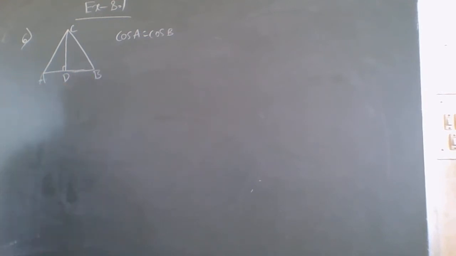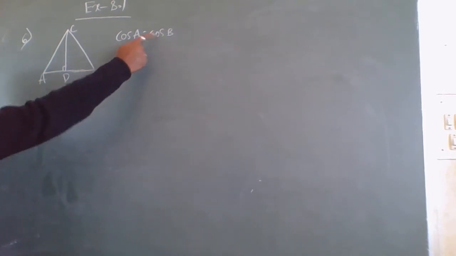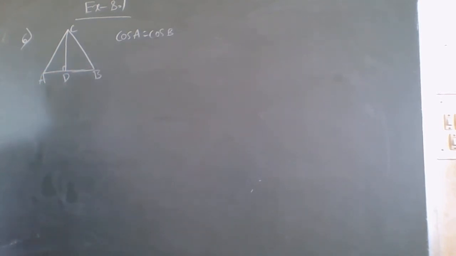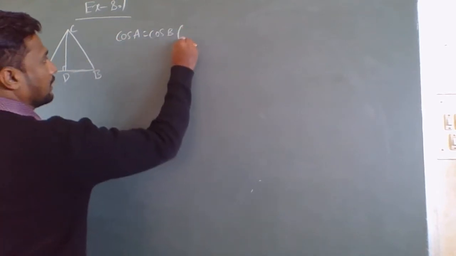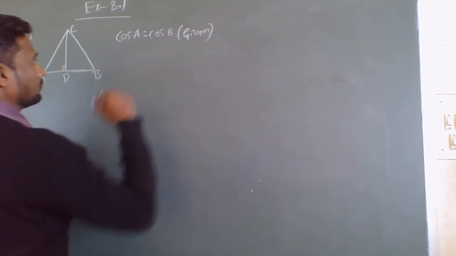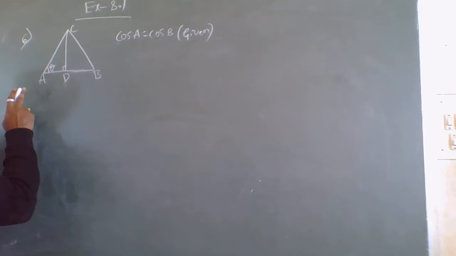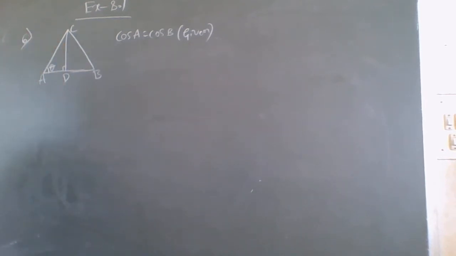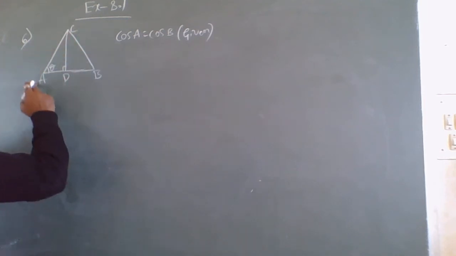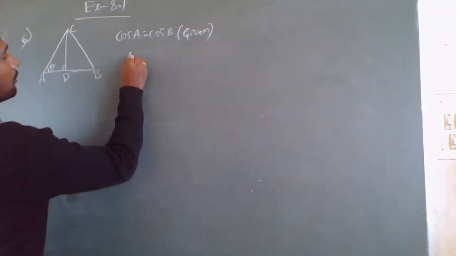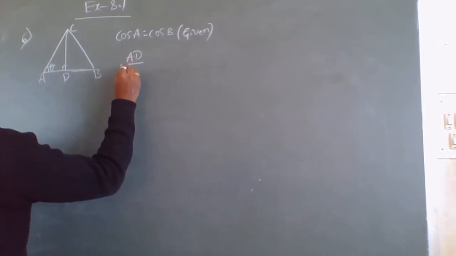So here angle A and angle B are acute angles, and they are given that cos A equals cos B, so we have to prove that angle A is equal to angle B. They are given cos A equals cos B. So cos A means, if this is theta in triangle ABC, DC is perpendicular and AC is hypotenuse, therefore we can write AD by AC.